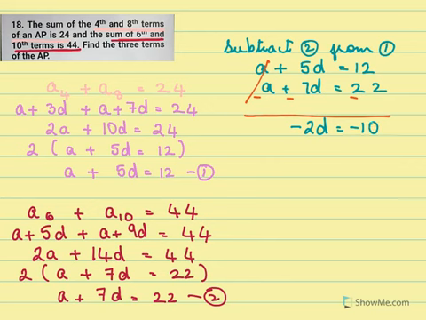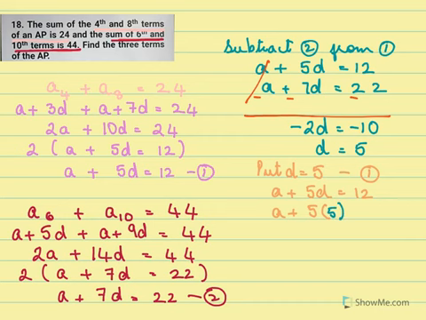12 minus 22 is minus 10. So my d here comes out as 5. To find the value of a, I need to put d equal to 5 in any equation. Let's put it in equation 1, which is a plus 5d equal to 12. So a plus 5 times 5, since we found d is 5, is equal to 12. So we have a plus 25 equal to 12. A will be 12 minus 25, which is minus 13.